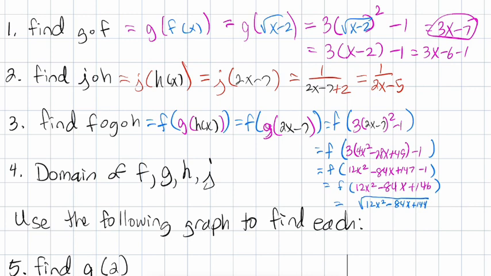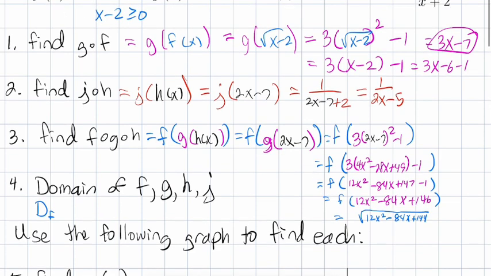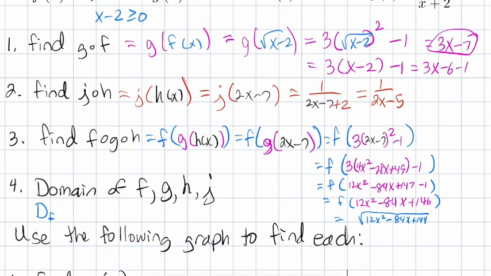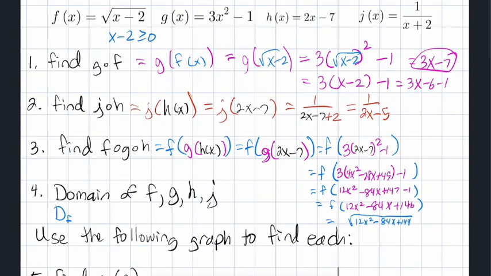Okay. Now let's talk about domain. So let's do number 4. They want the domain of each. So I'm going to put the domain of f, and I'm going to put just a little f next to the D for domain, so you can clearly see what I was talking about. Remember, for a square root function, the inside has to be greater than or equal to 0. So we're really just thinking, where does that f function have an inside that's greater than or equal to 0, because it's a square root function.